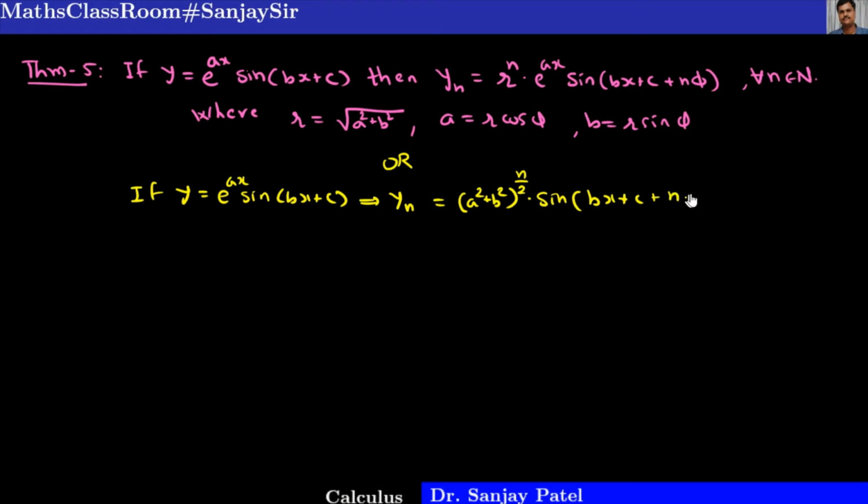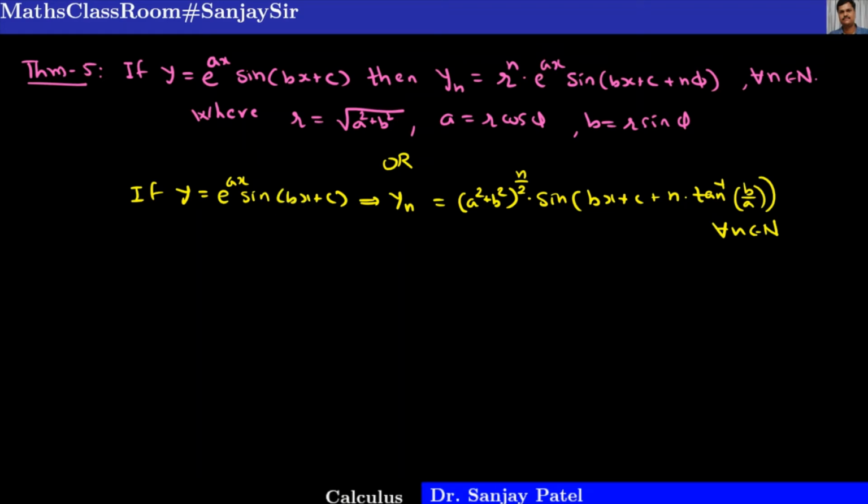Okay, now what is this phi? How can we derive phi? We can derive phi from these two equations. You can take tan phi, and tan phi is equal to b upon a. If you take b upon a, r will be cancelled and you get tan phi, and so phi is equal to tan inverse b upon a, and this is to be proved for every n belongs to N. Okay, so the same result we can write in these two different ways.